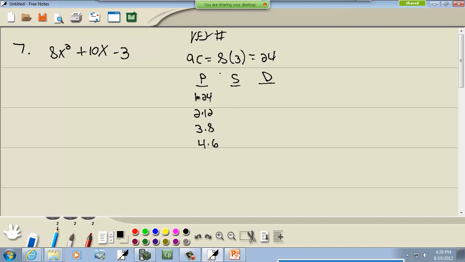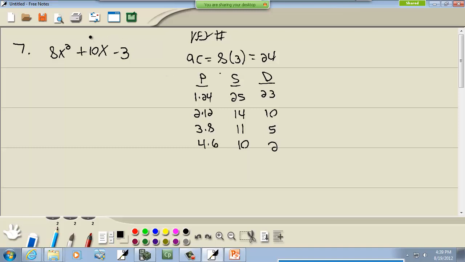We want to add those together. Sum column. 1 plus 24 is 25. 2 plus 12 is 14. 3 plus 8 is 11. 4 plus 6 is 10. In the difference column, we want to subtract them, smaller from larger. 24 minus 1 is 23. 12 minus 2 is 10. 8 minus 3 is 5. And 6 minus 4 is 2.